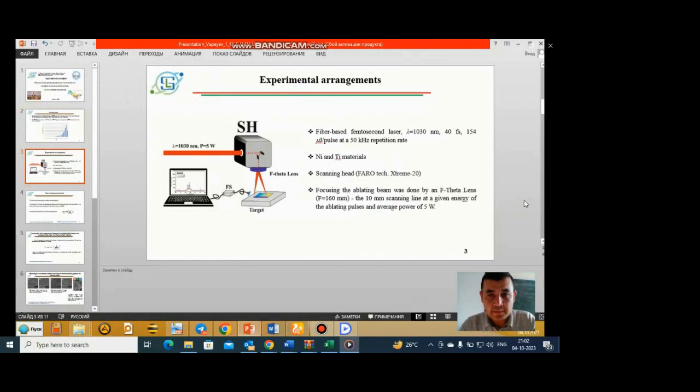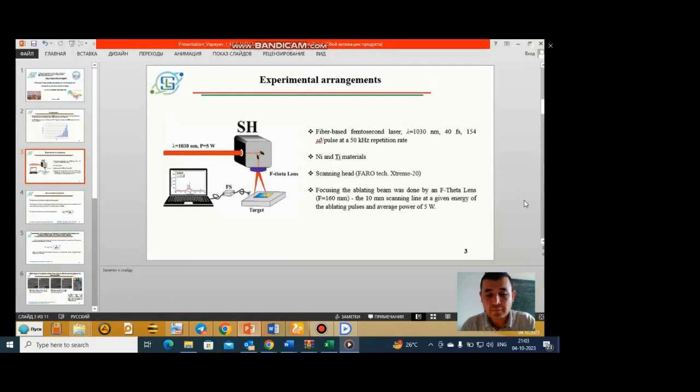Experimental arrangements. We used a fiber-based high repetition rate femtosecond laser with a central wavelength of lambda equals 1030 nanometer to ablate the surface of nickel and titanium. We used a scanning head to scan the laser beam over the target surface.